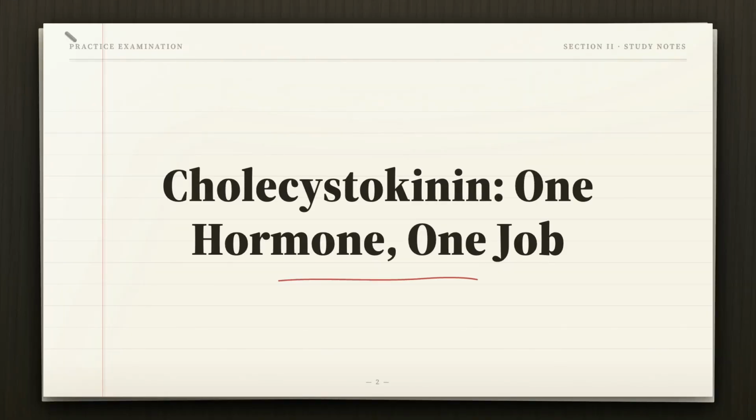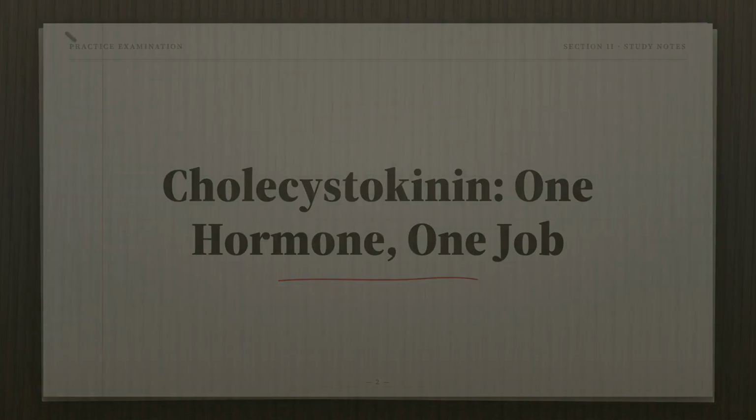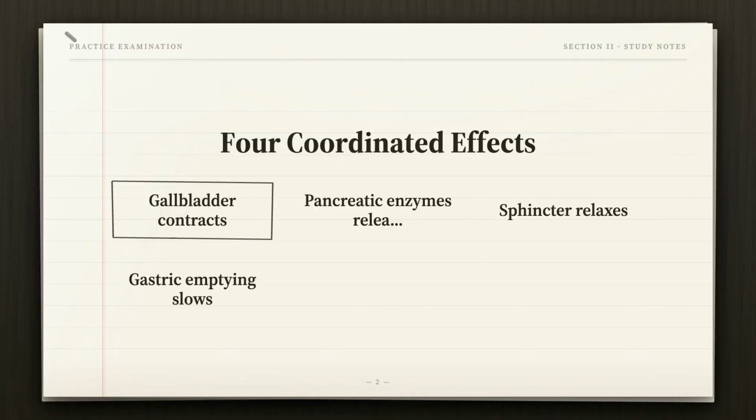Cholecystokinin literally means bile sac movement, and that name says it all. It's the hormone that mobilizes the entire digestive response to a fatty meal, released by duodenal cells when fatty, protein-rich chyme arrives from the stomach, with fat being the stronger trigger. Four effects follow, and they all serve one goal.